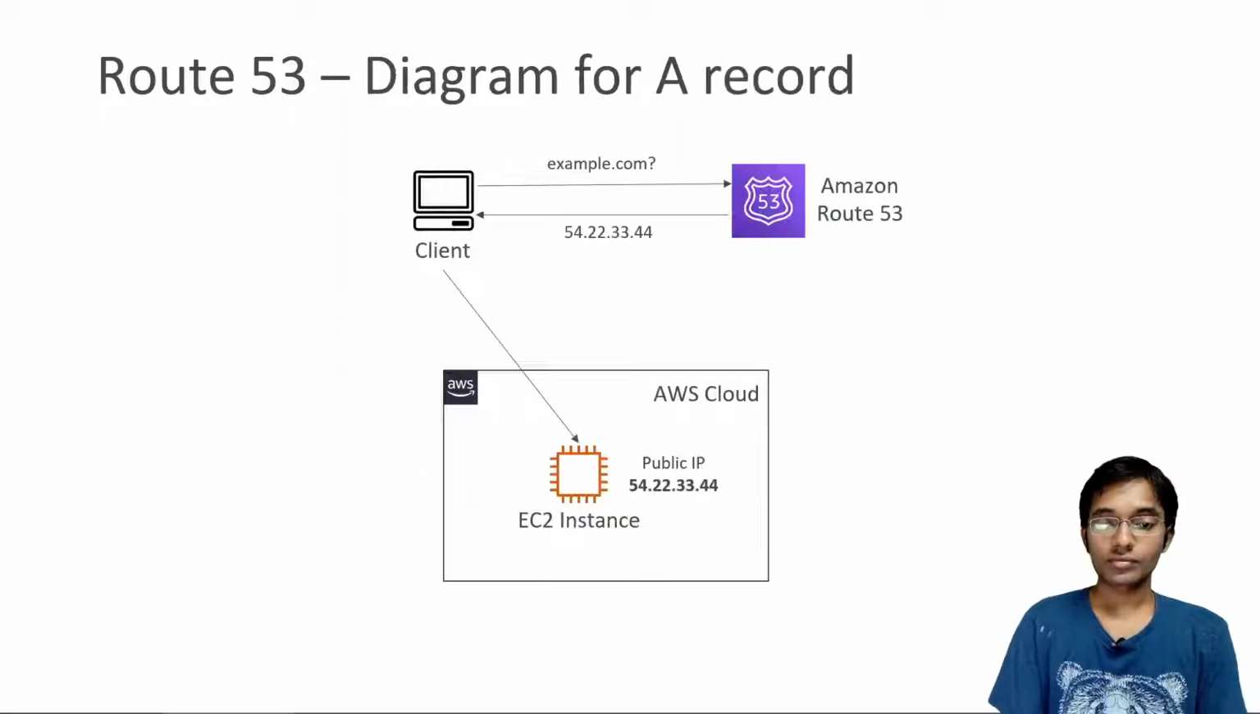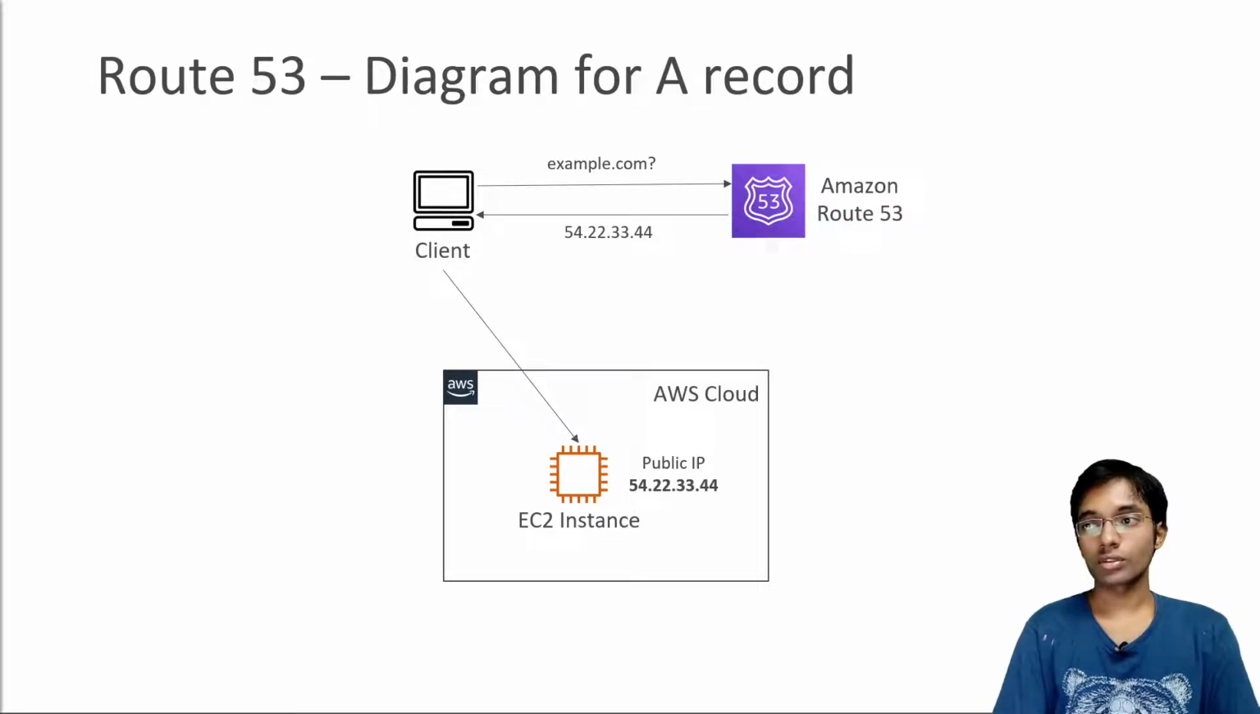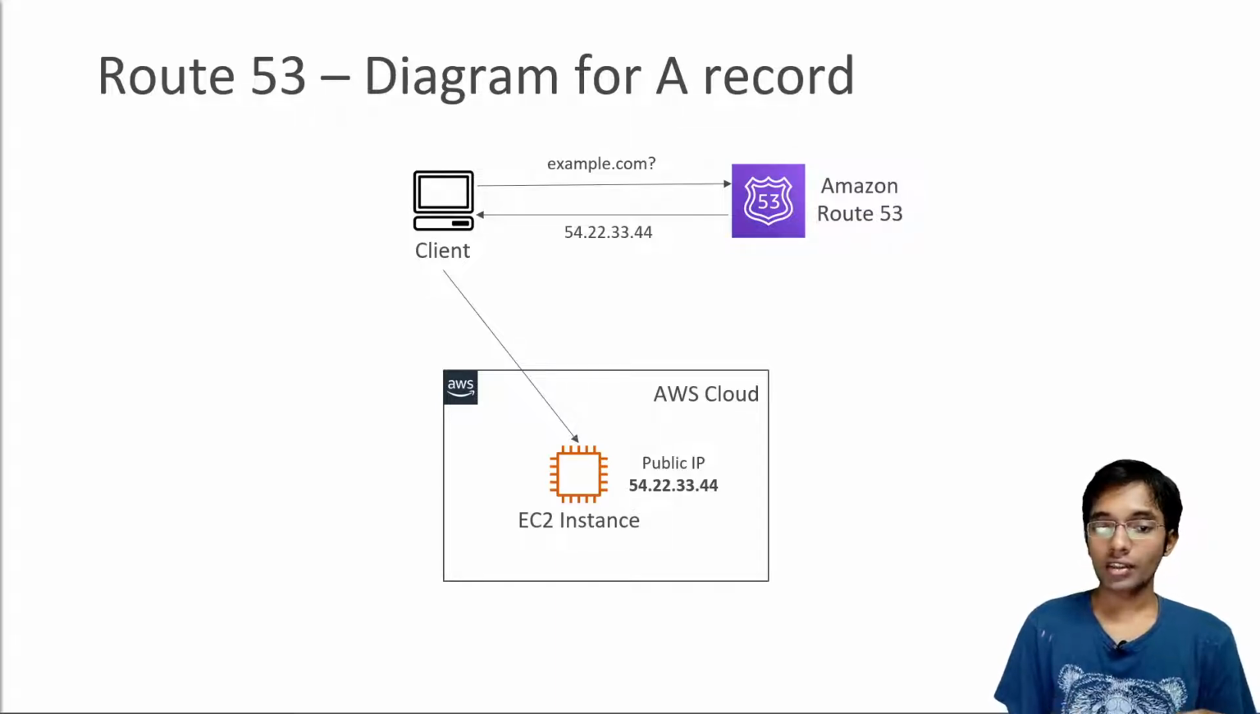Okay. Now for an A record, how does that work? Well, the client wants to access an EC2 instance that has a public IP. So it's going to first query for example.com in Amazon Route 53 and then get an IP back, that is 54.22.33.44. And then thanks to the IP, it would reach our EC2 instance. So this is for a very simple A record.